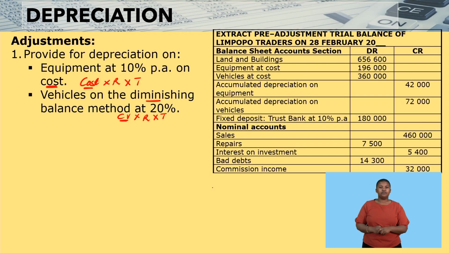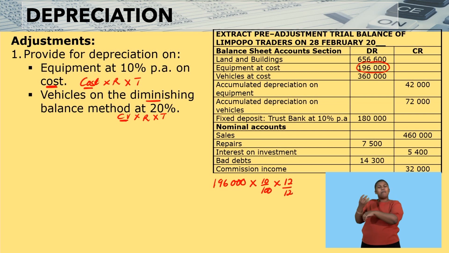All right, so in calculating depreciation, this is what we are going to do now. You have to start with the first one that we're given, which is the equipment. I'll take my equipment, which is 10% on cost. My equipment is 196,000, so I'll bring 196,000 here. Then I'll multiply it. Remember, that is the cost. I'll multiply it by the rate, which is 10 over 100, multiplied by the time, which in this case is 12 over 12. Grab your calculator. Remember, you are saying 196,000 multiplied by 10 over 100, multiplied by 12 over 12.